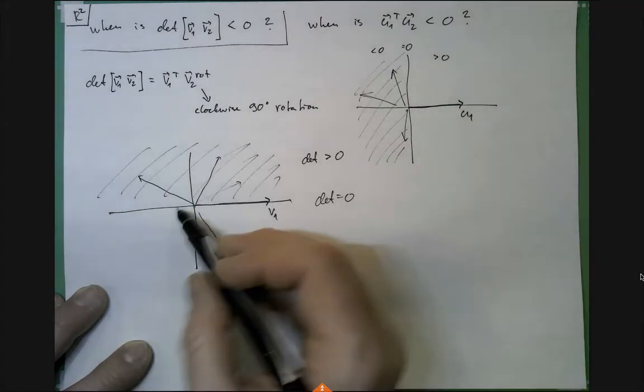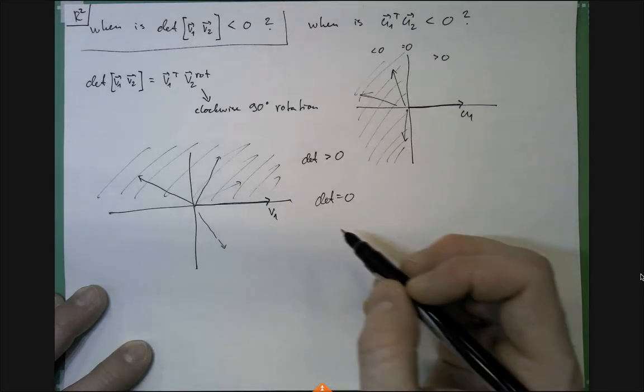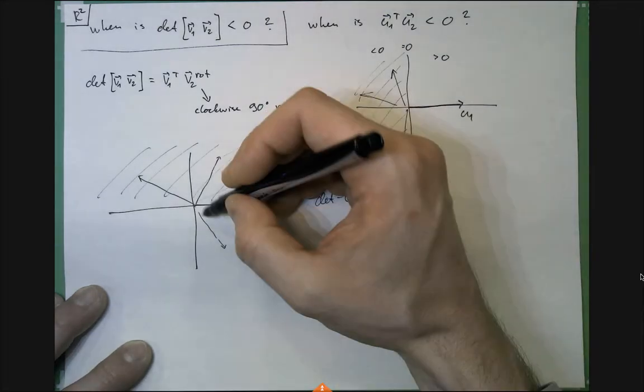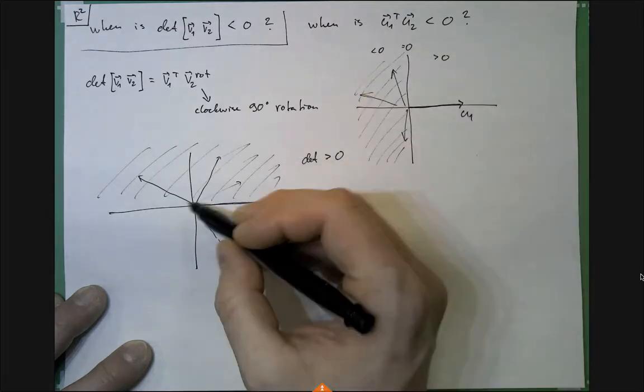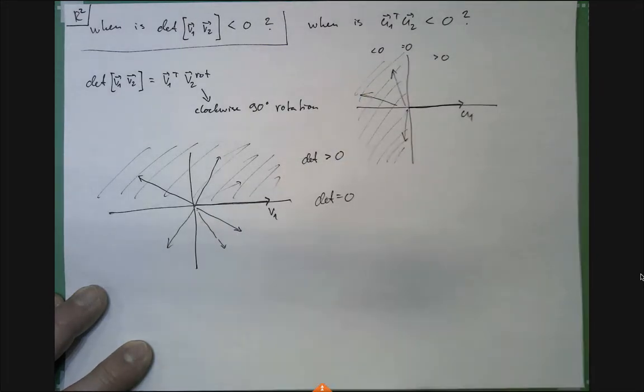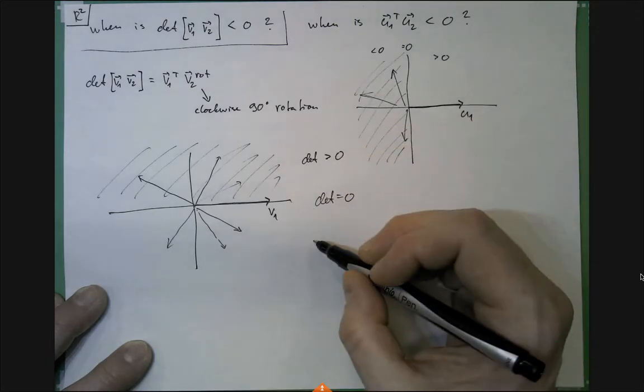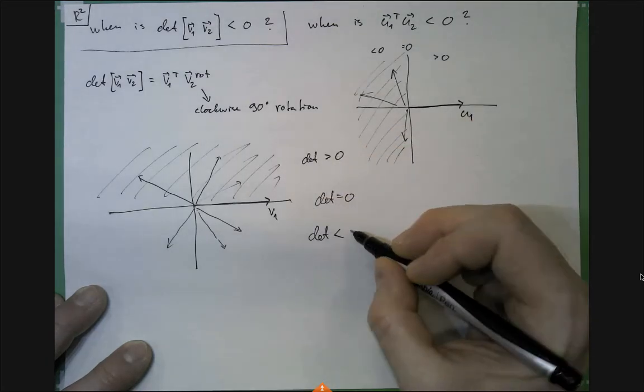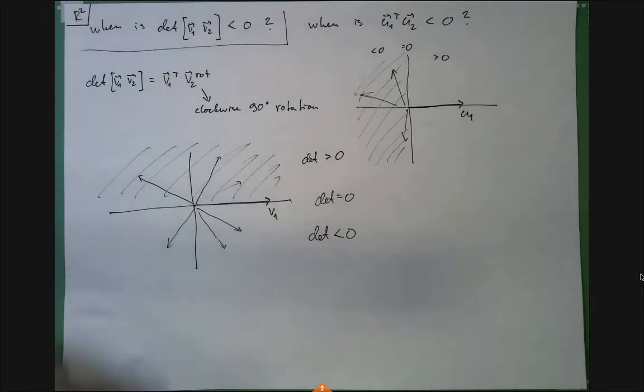And here in this bottom quadrant, let's see what happens. If I have some V2, for example, here, if I do a clockwise 90 degrees rotation, I get V2 pointing here and I get a negative dot product. So indeed, in this bottom half space, I get negative determinant, okay?